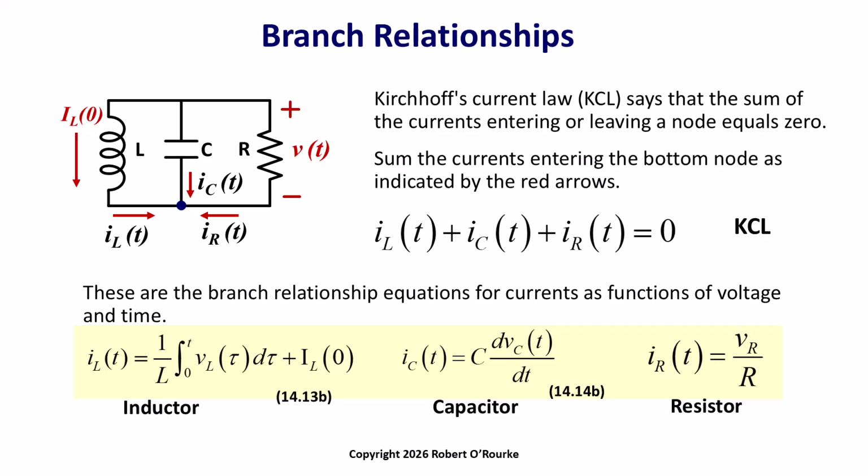Next, let's bring in the branch relationships for the inductor, capacitor, and resistor. Specifically, we have the equations for current through each component as a function of voltage across the component. The initial condition inductor current from the schematic can be seen in equation 14.13b.